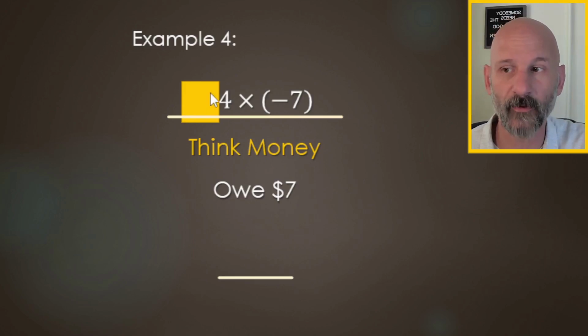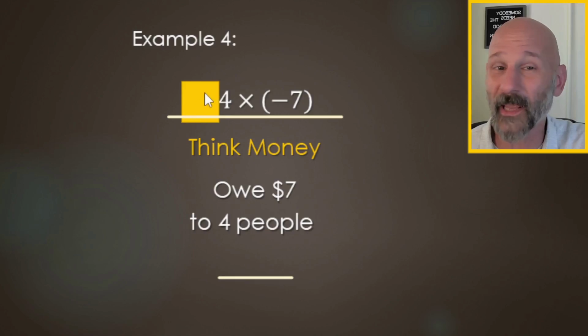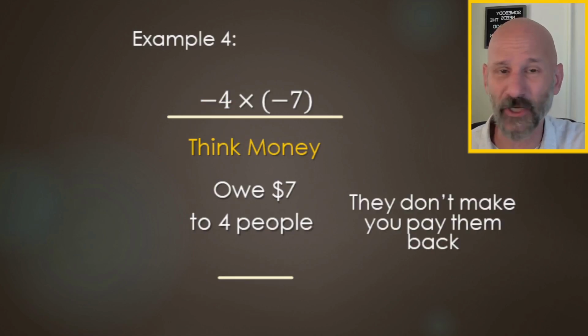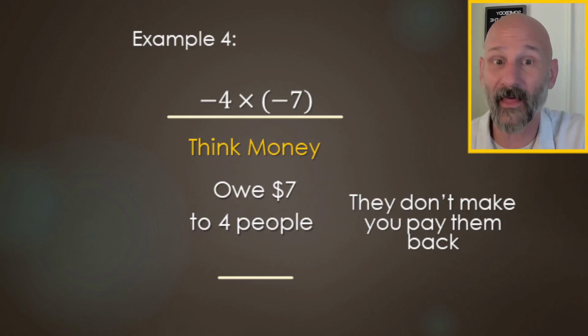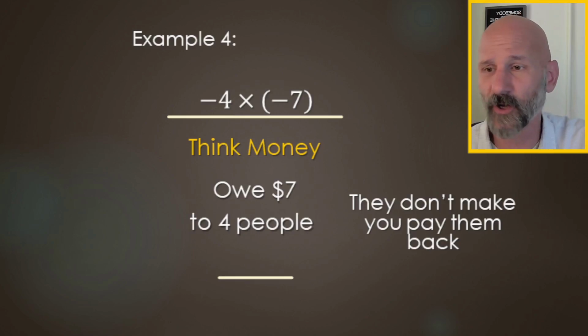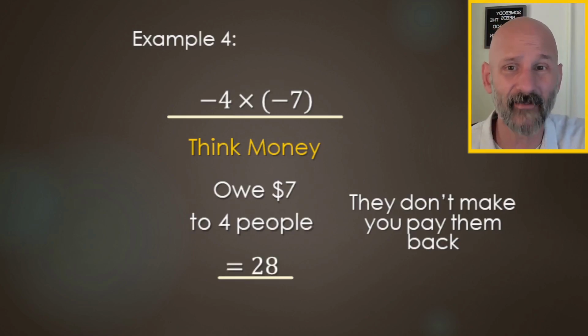But check this out. Remember, we had a negative out in front of this 4. That means that all 4 people took away the debt. That was pretty nice of them. So in other words, you get to keep all that money that they loaned you because they took away the debt. You don't have to pay them back, right? So in this case here, it's just going to be a positive 28.